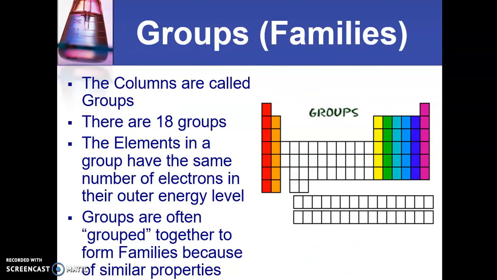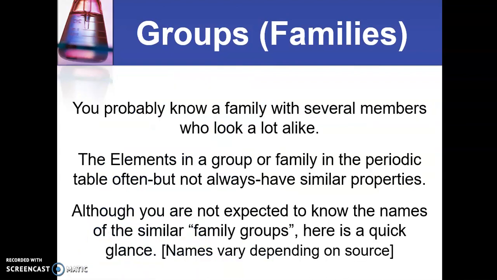The columns are called groups. There are 18 groups. The elements in a group have the same number of electrons in their outer energy level, which is called the valence level. They're often grouped together to form families because they have similar properties. You know how a family has several members who look alike. The elements in a group or family of the periodic table often, but not always, have similar properties.